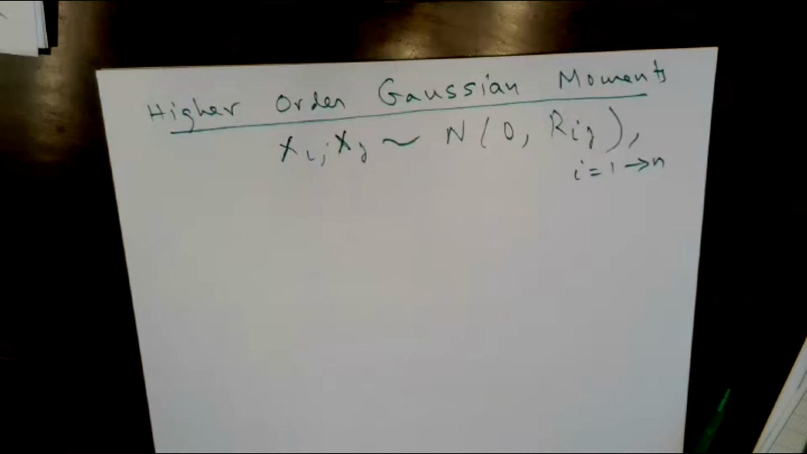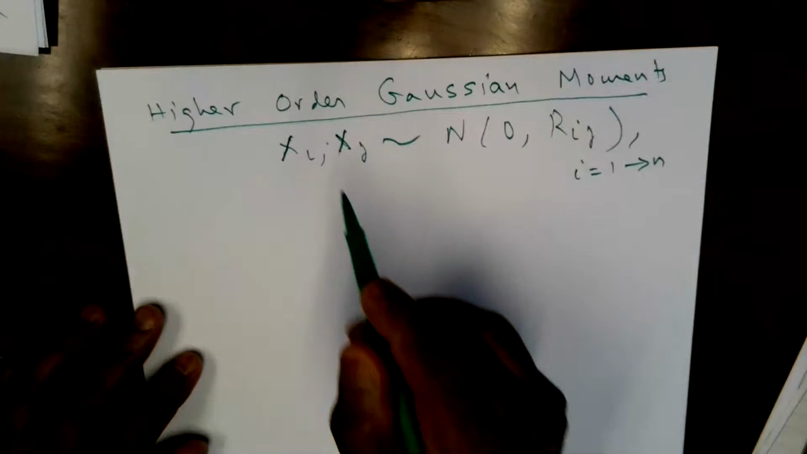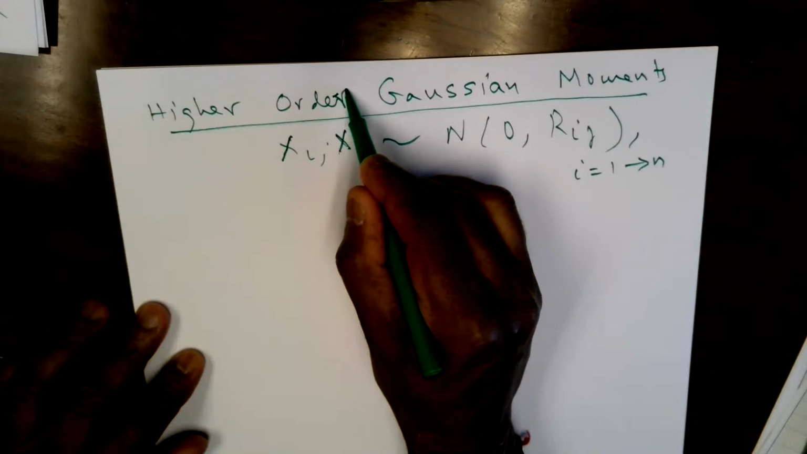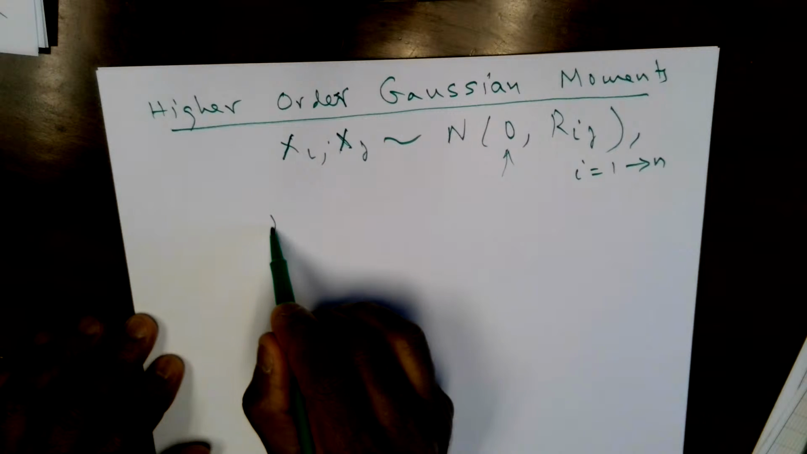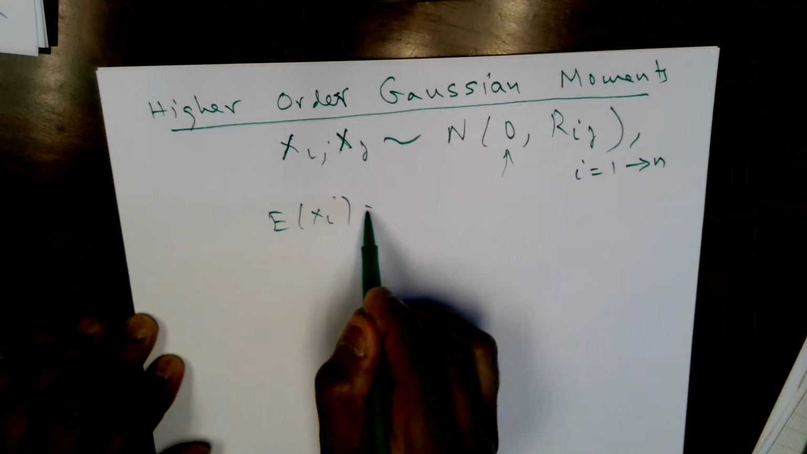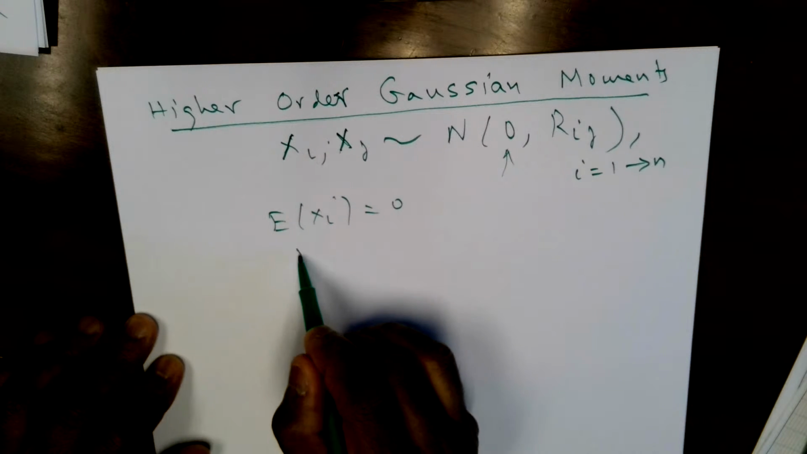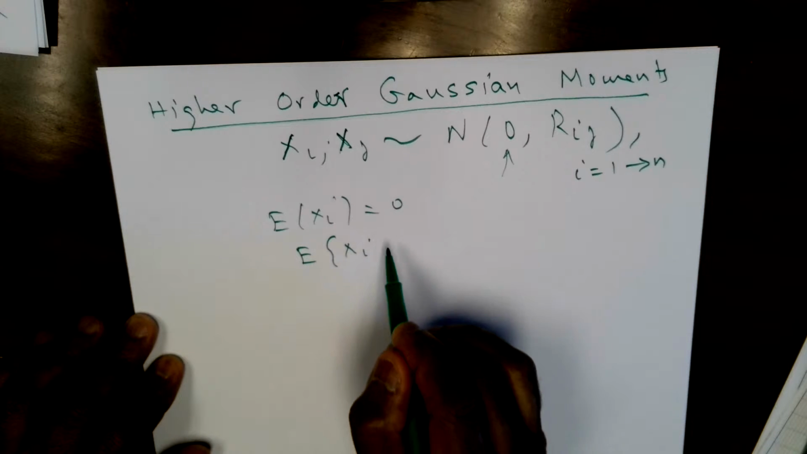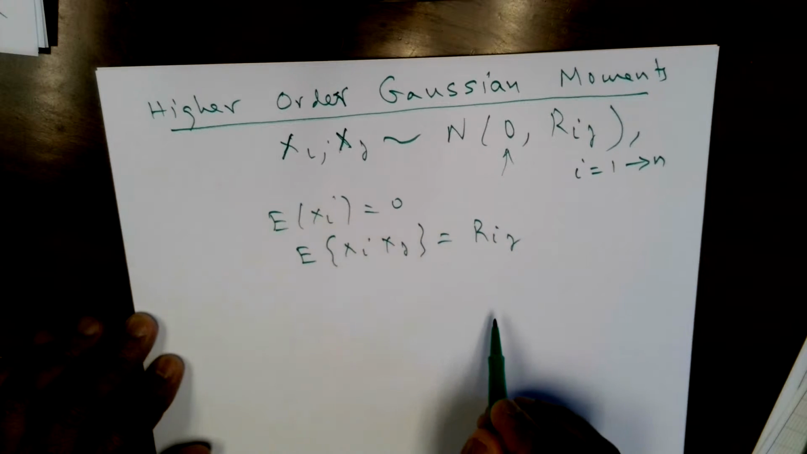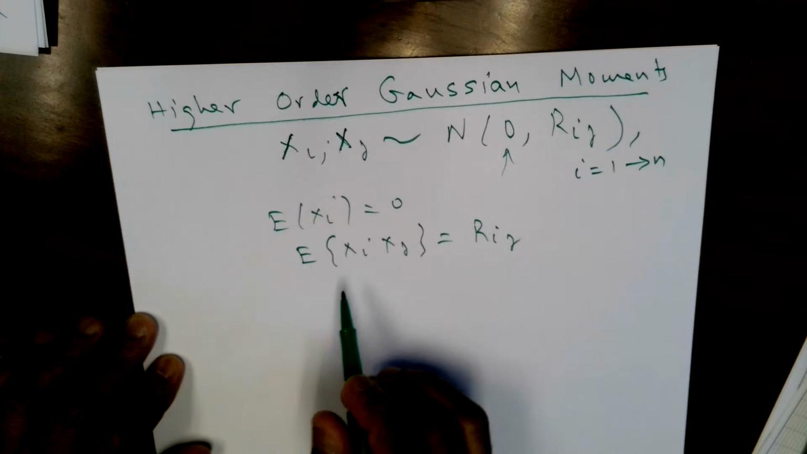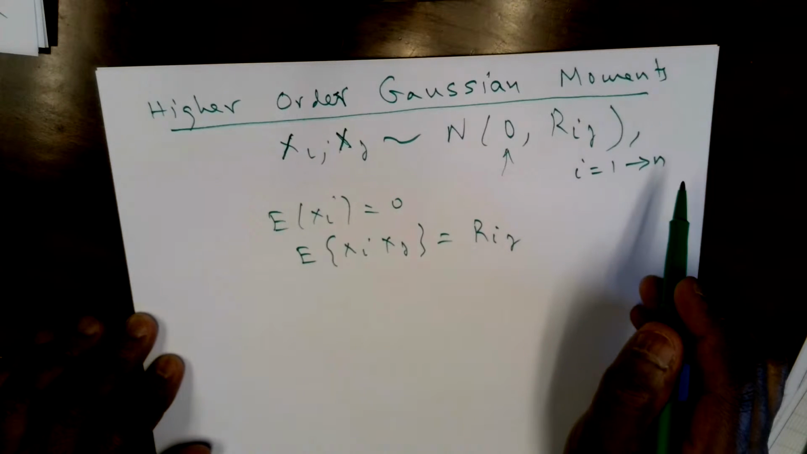So this problem is about finding higher order moments for Gaussian, jointly Gaussian random variables that are zero mean. So we start with the random variables being zero mean and their correlation or covariance between xi and xj is given by Rij. So we have n random variables x1 through xn.